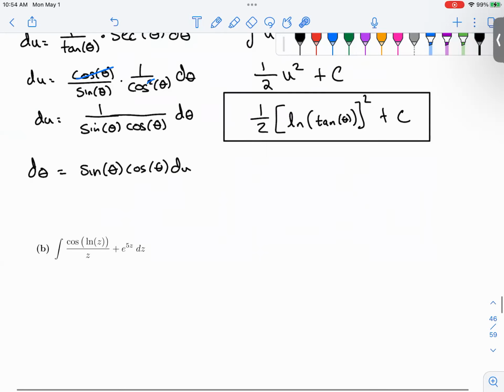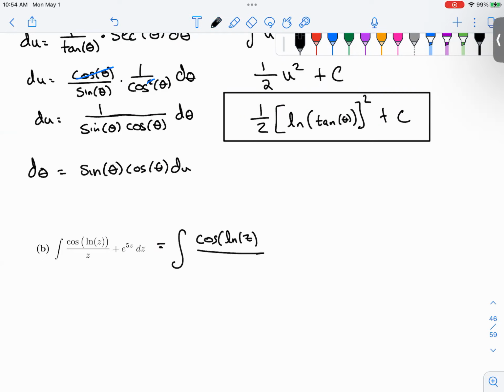All right, this one here. This is two separate u substitutions because we need to split it apart. This is the integral of cosine of ln of z over z dz plus the integral of e to the 5z dz.